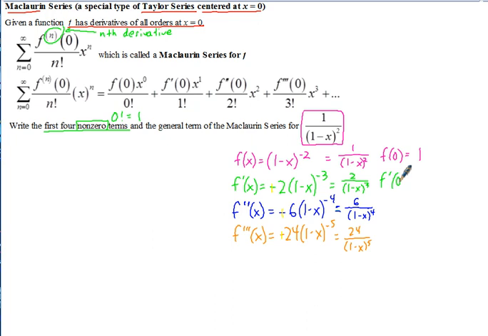F prime of 0 is 2 over 1 minus 0 cubed. That's 1 cubed, so 2 over 1 is 2. F double prime of 0 would be 6 divided by 1 to the 4th is 1, so 6. And F triple prime of 0 is 24 over 1 to the 5th, so 24. So we can substitute this into our pattern here.